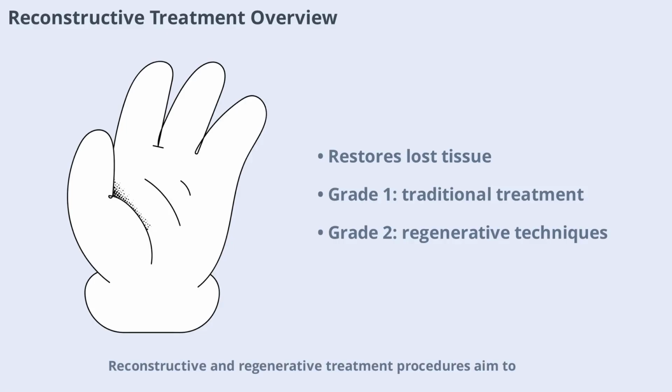Reconstructive and regenerative treatment procedures aim to restore lost periodontal tissue and improve tooth stability. For Grade 1 furcation involvement, traditional treatment is usually sufficient. For Grade 2, various regenerative techniques are available, including autogenous bone grafting, allografts, alloplasts, citric acid root conditioning, and guided tissue regeneration. Combination techniques may also be used. Success rates for Grade 3 and 4 furcation involvements are limited, making early intervention critical.